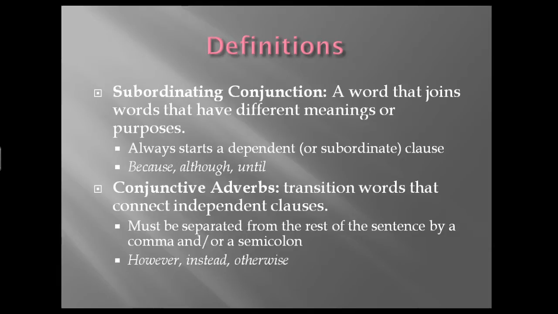There also are conjunctive adverbs. These are transition words that connect independent clauses. The key thing is that you most often will find these separated from the rest of the sentence by a comma and/or a semicolon. Most commonly, it will actually be a semicolon finishing one part of a sentence, then a conjunctive adverb, then a comma, then the second part of the sentence.